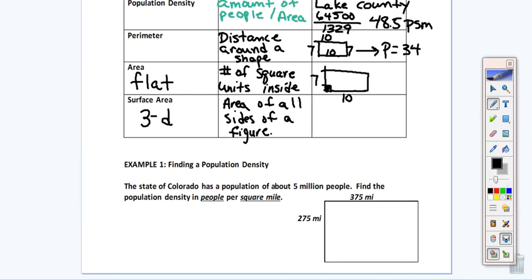So quickly here, let's take a look at this first example. Through the exploration, you should be able to do this real quickly. What I'd like you guys to do here is take a minute, read through example one. It says the state of Colorado has a population of about how many people, kids? 5 million people. It says find the population density in, what would be underlying here? People per square mile. Okay, talk with a table partner or someone near you quickly. See if you can come up with a value and how you get that, and then we'll call it good for a day, all right?